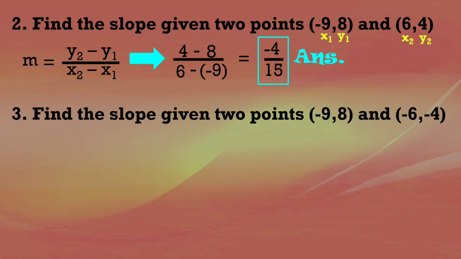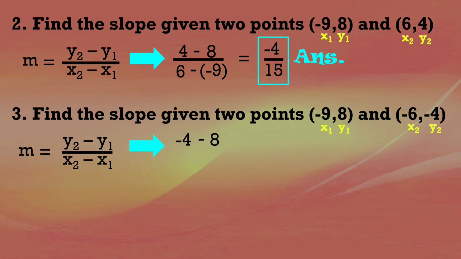Number 3, find the slope given 2 points, negative 9, 8, and negative 6, negative 4. So, ating formula, y sub 2 minus y sub 1 over x sub 2 minus x sub 1. So, x sub 1 natin, negative 9, x sub 2, negative 6, y sub 1, 8, and y sub 2, negative 4. So, i-substitute na natin sa formula. So, we have negative 4 minus 8 over negative 6 minus negative 9. So, equals. So, negative 4 minus 8, like sign. So, add. So, magiging negative 12.